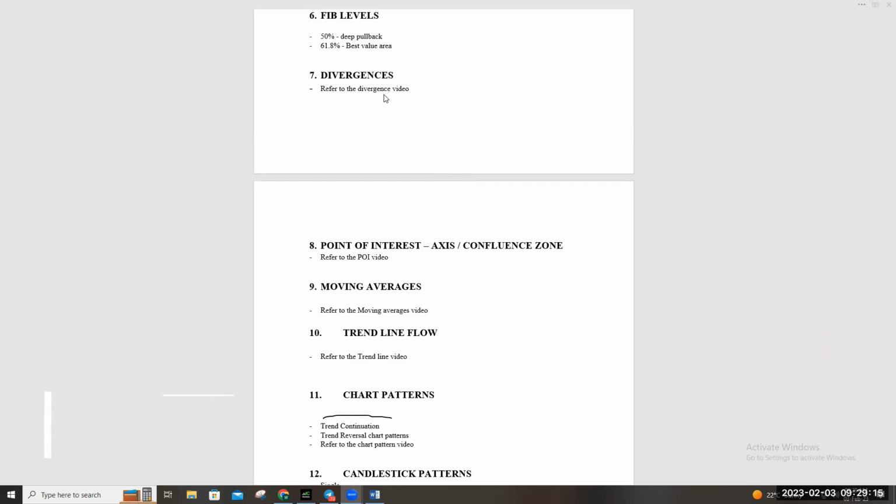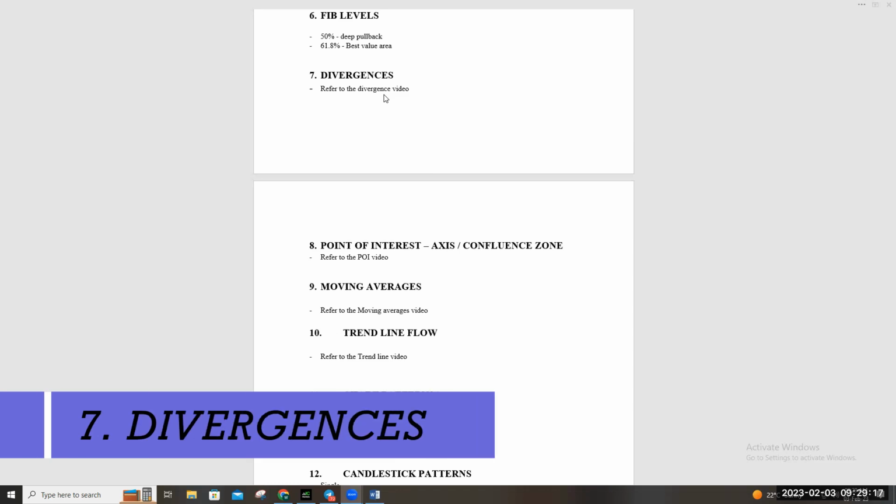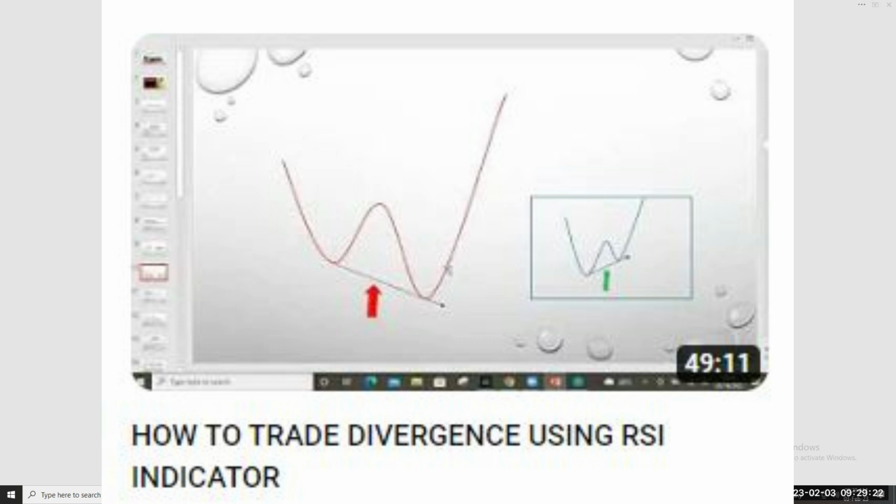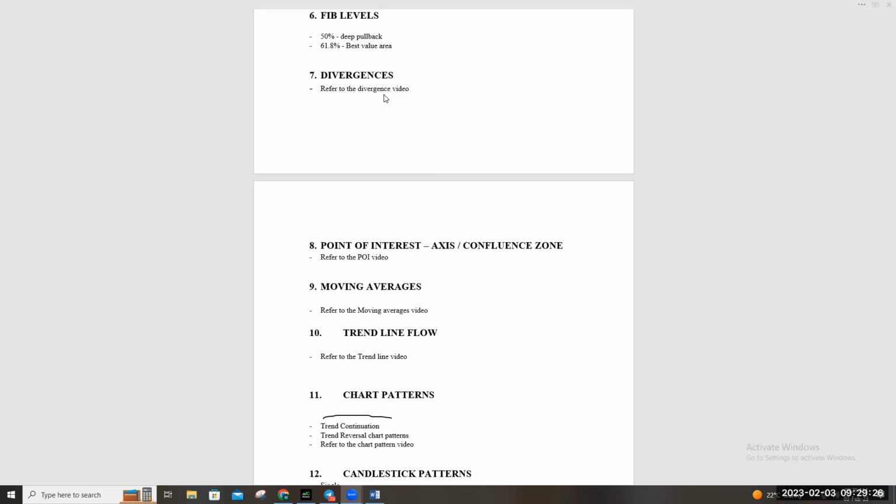Then we have what we call divergence. Now there is a video on divergence, how to trade divergence and the different types of divergence we have. We have the shallow, we have the wide divergences. So pay attention to that video so that you'll be able to trade divergence. Divergence is super profitable if you trade it using the RSI, if you can use RSI or MACD. So there's a video on divergences.